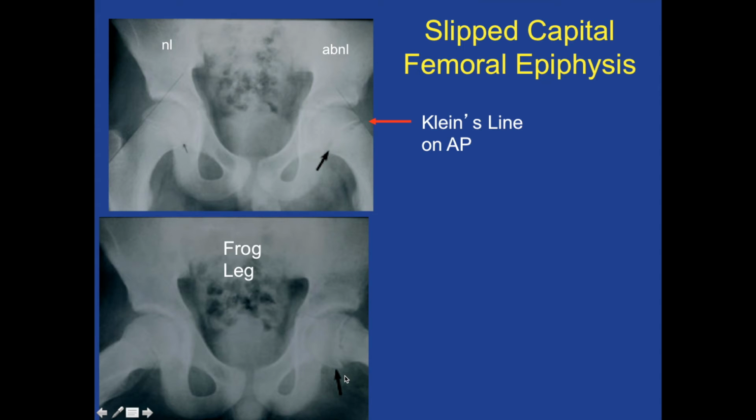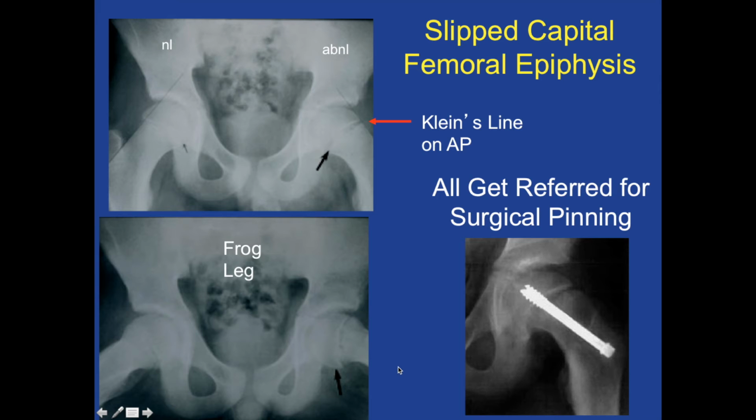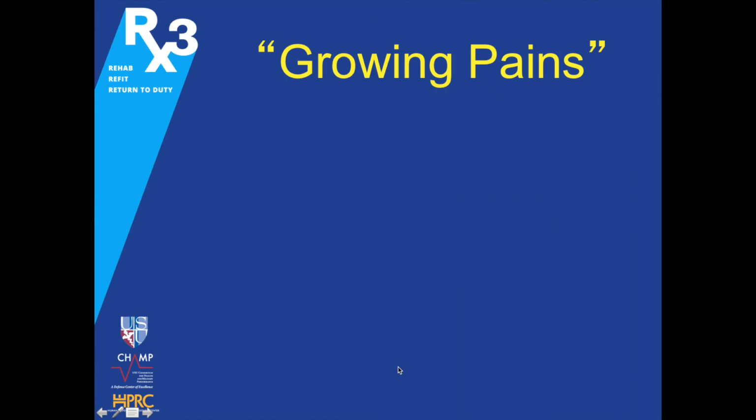In the frog leg lateral, it's pretty easy to see that this is abnormal on there. And all of these are getting referred, and they will all get surgically pinned. And again, remember that it can be bilateral, and maybe both sides will get pinned on there.